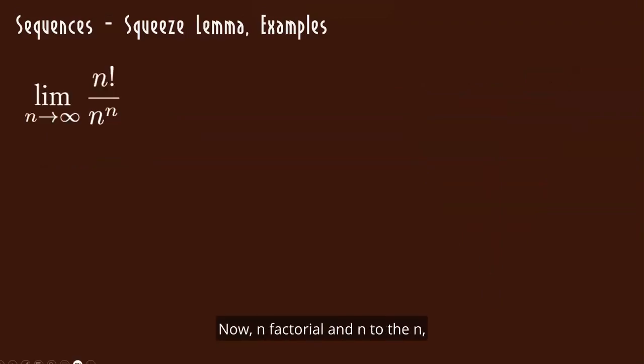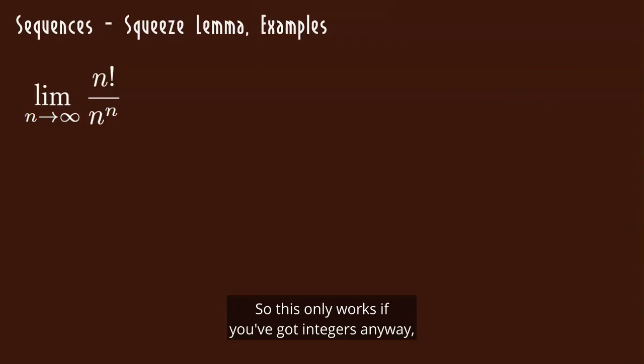Let's try one a little bit grosser. Now, n factorial and n to the n, we don't use these as functions, because n factorial doesn't make sense unless n is a positive integer. N to the n gets really snarky in places. So this only works if you've got integers anyway. But I want to try to squeeze this, get it between two things that I know will go somewhere.